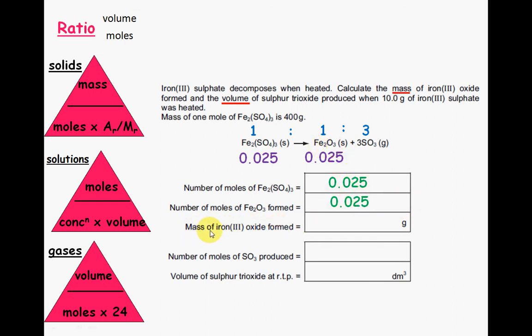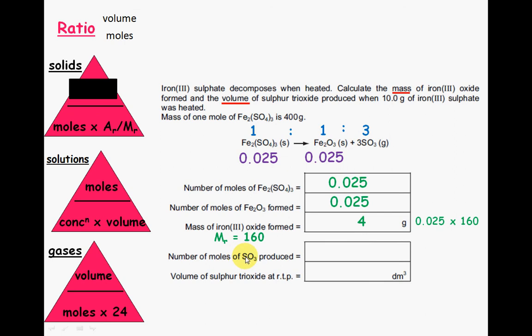Now it's asking to find the mass of iron oxide formed. Okay, mass applies to solids. I cover up mass, and it's my moles times by the MR. You work out the MR from the periodic table. All right, I know number of moles is over here. All right, so I just put it in my calculator, and I put right in the answer. Okay.